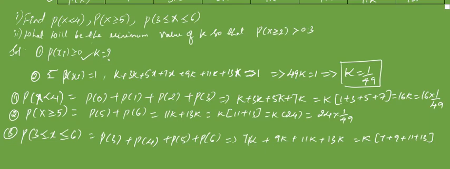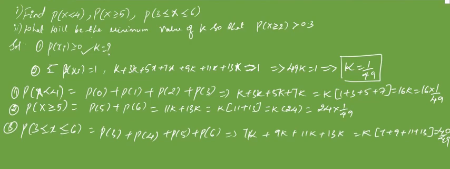Similarly, the last part is, what will be the probability of x greater than or equal to 2? Whose value is greater than 0.3 is one different question that we have. So here I'll complete it. It's 40 by 49.